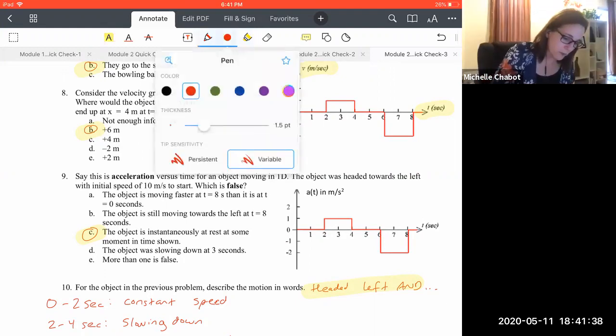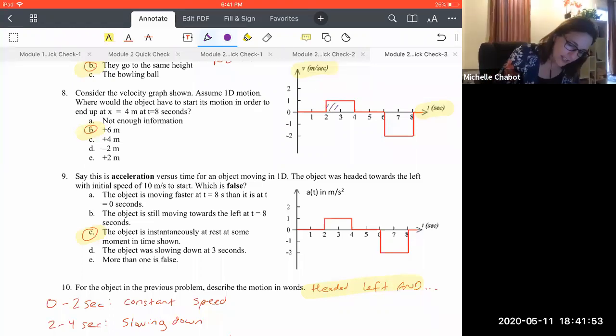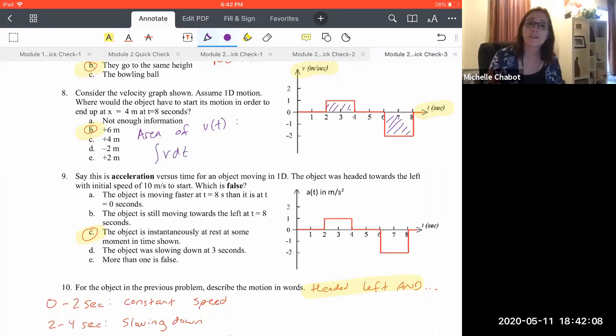So for this problem, don't think that you have to calculate it in bits and make it this really tedious thing. Whenever you're given a graph, try to decide whether it's the slope or the area that is useful to you. In this particular case, the area of a velocity versus time graph is going to be the same as the integral of v dt, right?